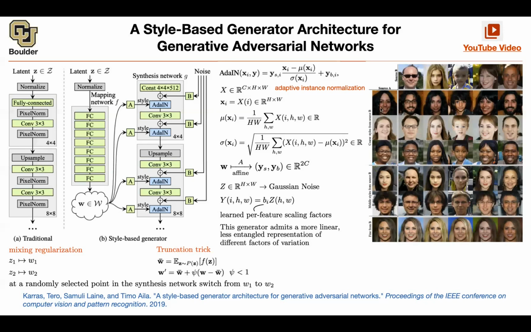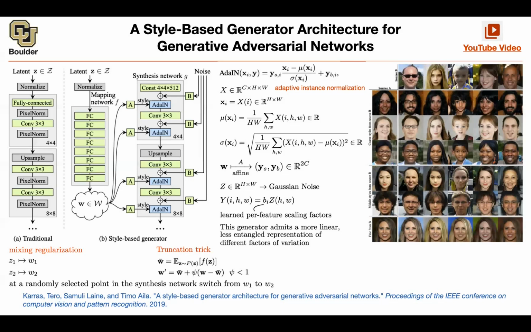Now you have the option to inject W's of this guy at different layers, at different resolutions. If you inject them at coarse resolutions, you are going to be changing coarse stuff. For instance, the color of the hair, the pose of the face. And these are what is happening.